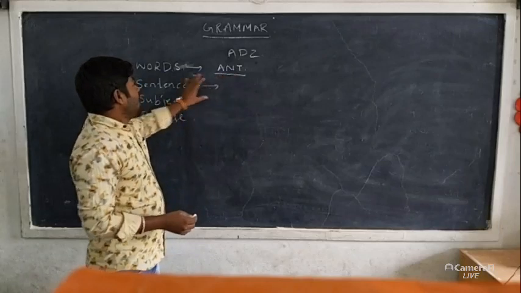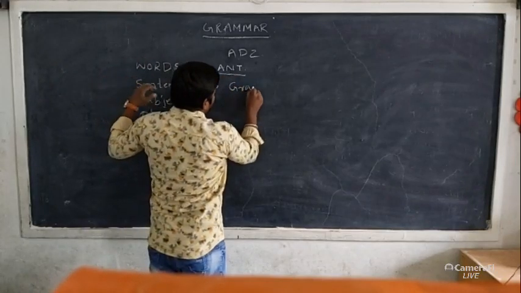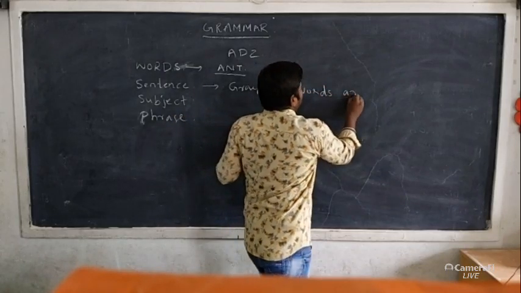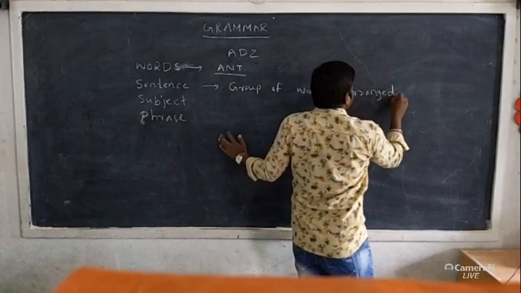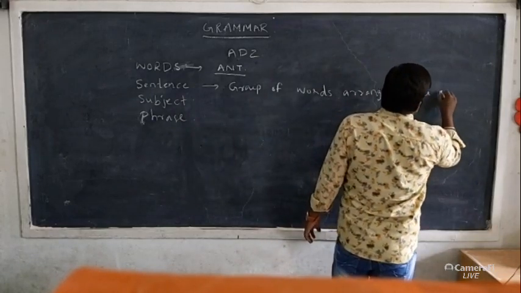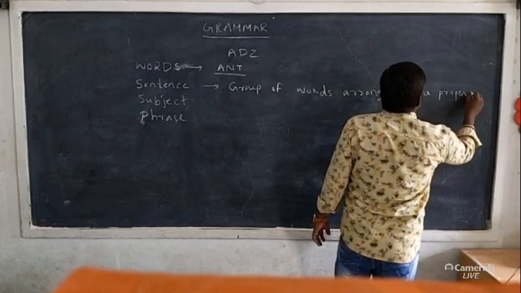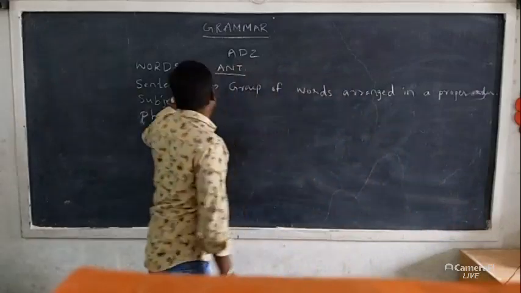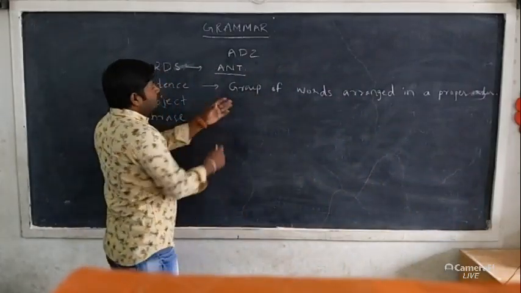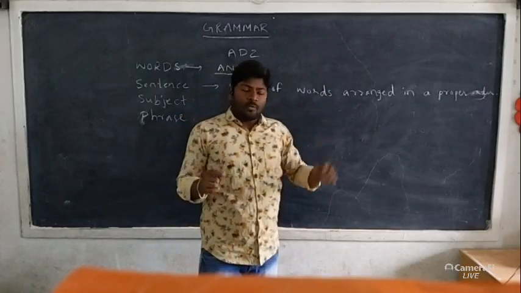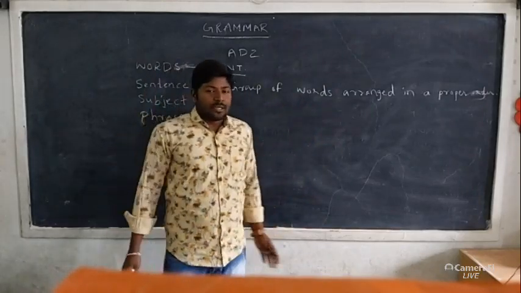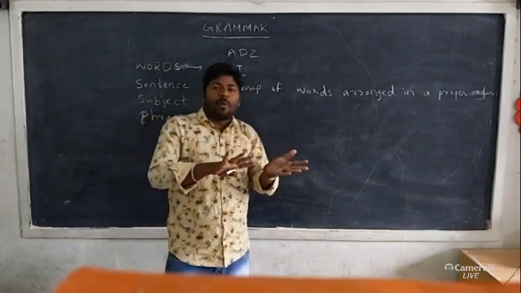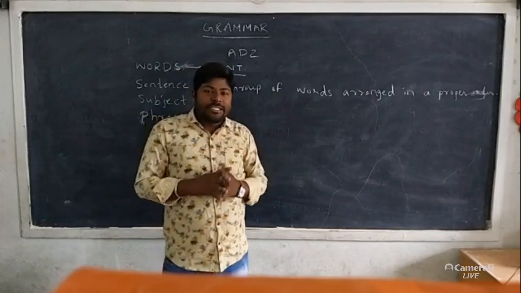So let us learn: a group of words arranged in a meaningful way or proper way, proper order, is called sentence. And in a sentence, there are different parts in each sentence.